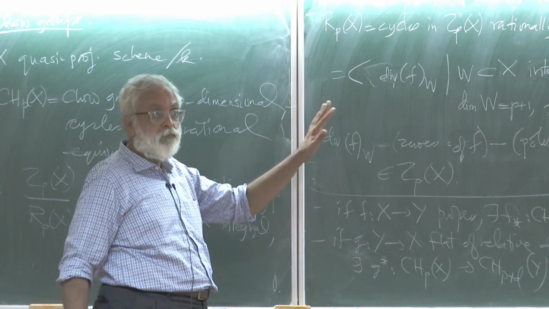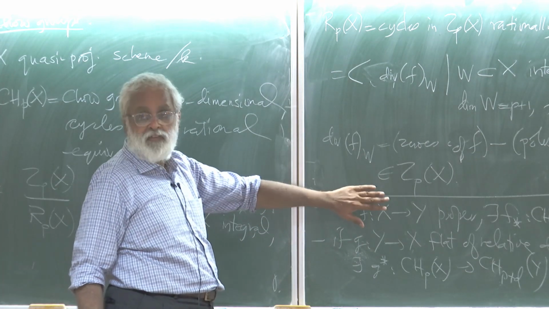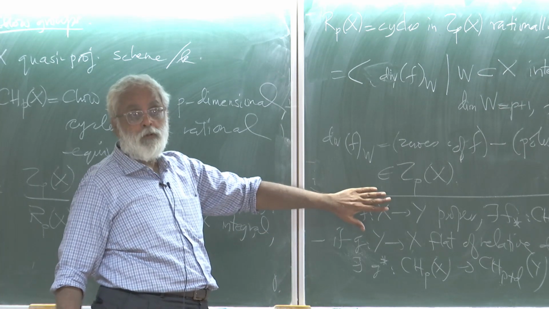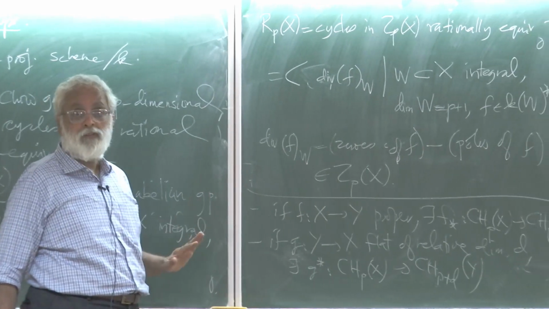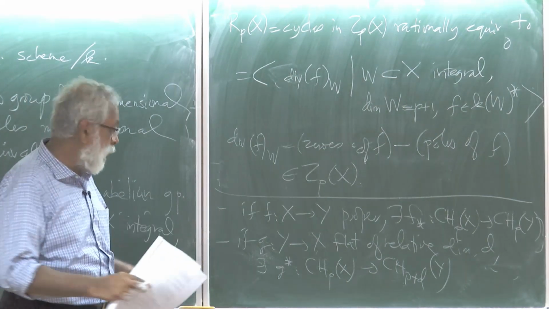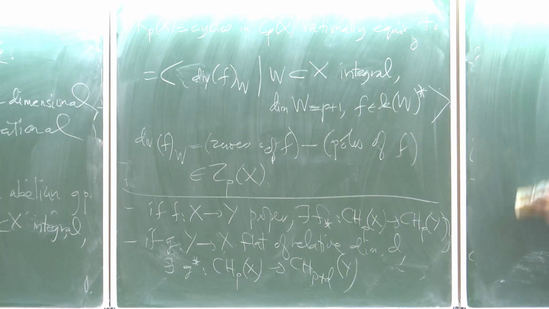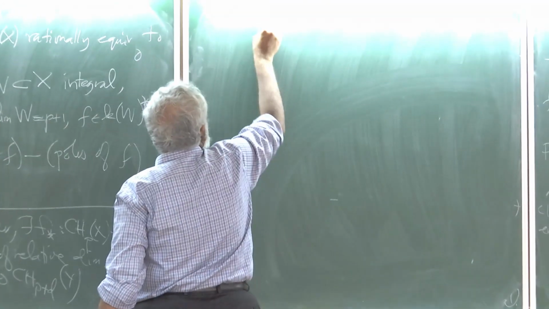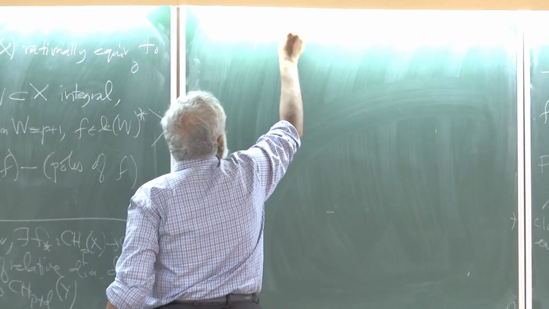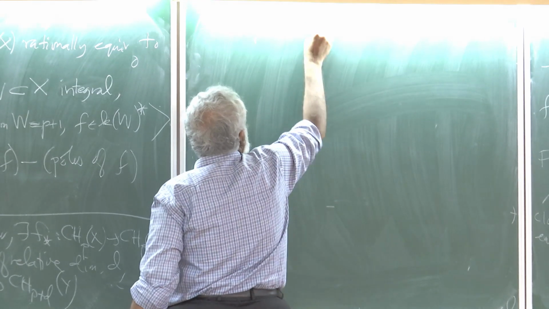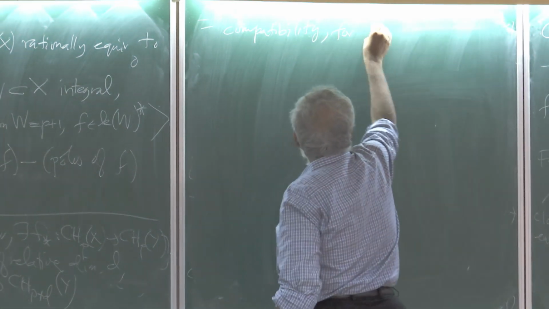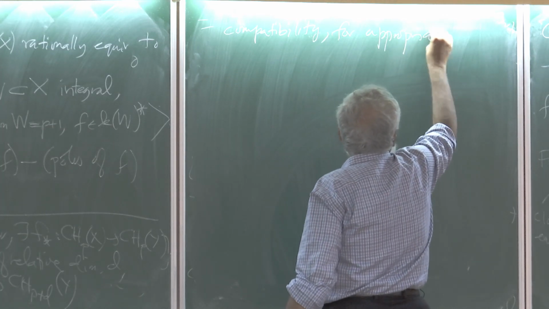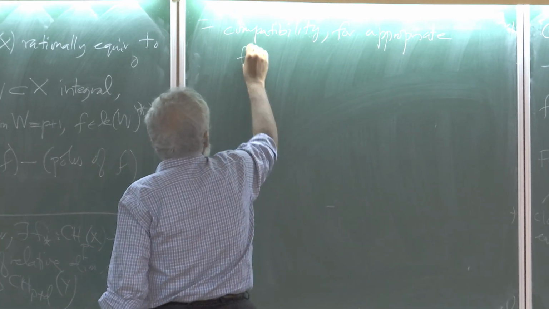So these things keep coming all over the place. Anything which we set up, we'll try to see how it is compatible with proper push forward, how it is compatible with flat pullback, and then whether there is any interaction between the two things. So these are two properties, and then the third property is compatibility for appropriate fiber squares.